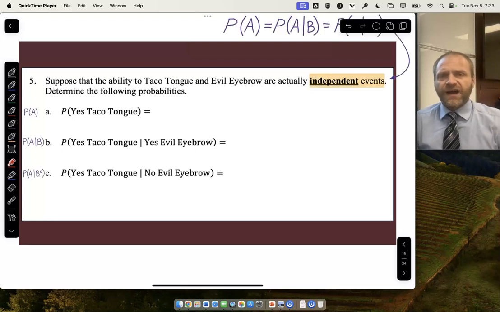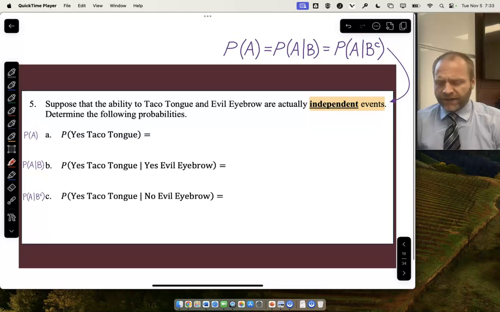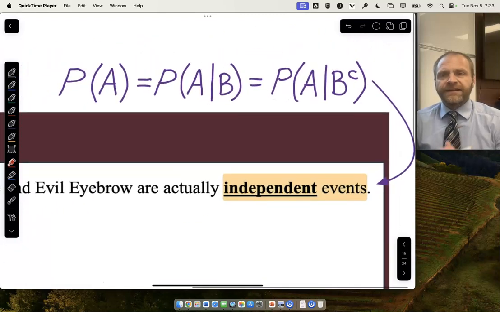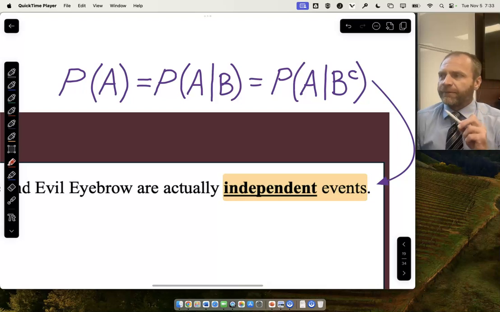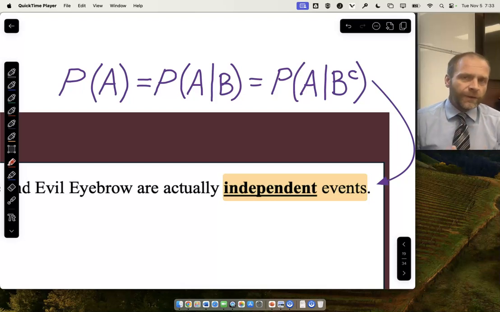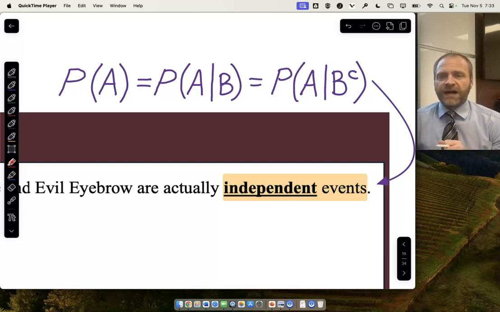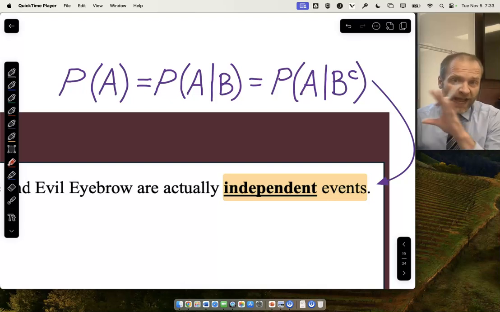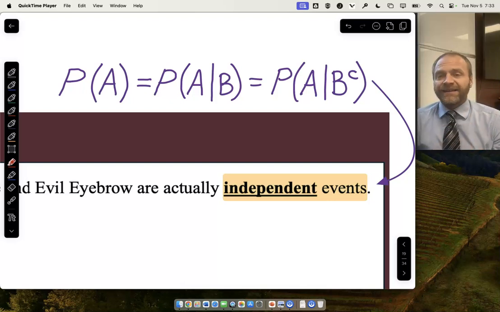And so in that case, I want to keep a couple things in mind. I want to keep in mind that if they are independent, this is what it means. The probability of the event is going to be the same as if the event occurs given that another event occurred or even its complement occurred. We've been looking at both of those. Yes, evil eyebrow, no evil eyebrow. So those two are complements of each other. So if they're independent, all three of those have to be the same. And so in that case, I need to check those conditions.